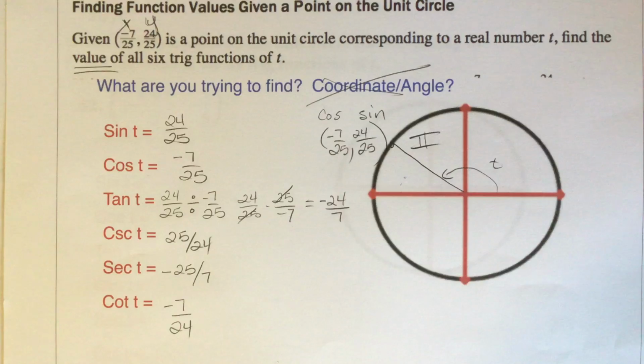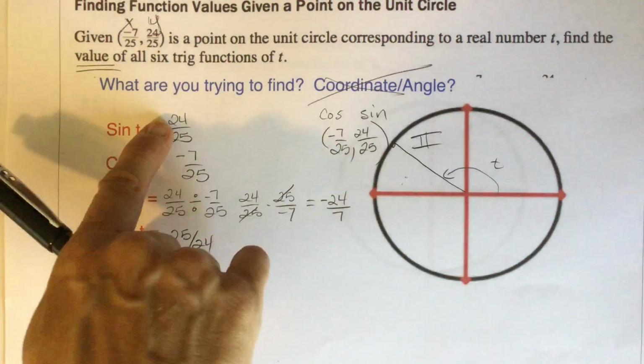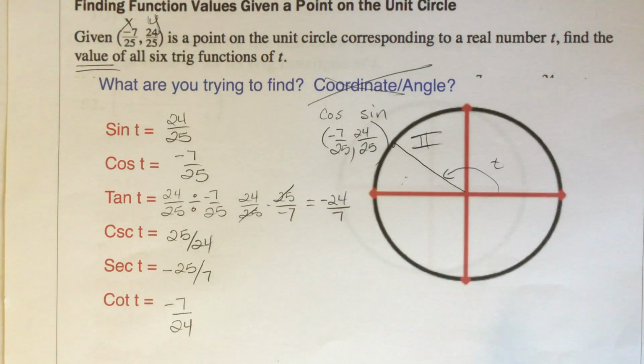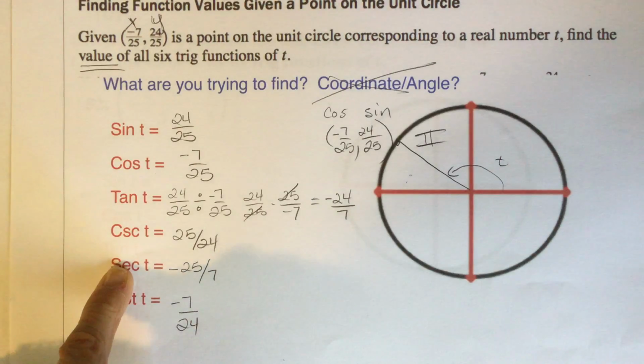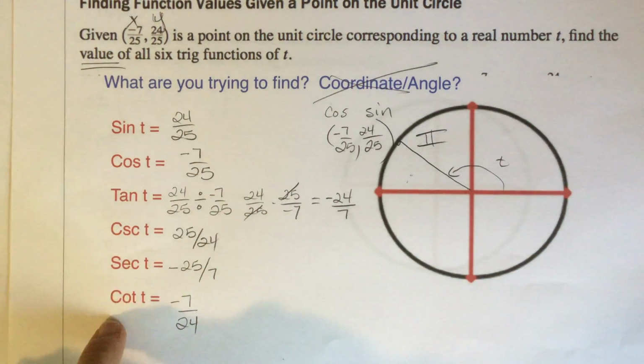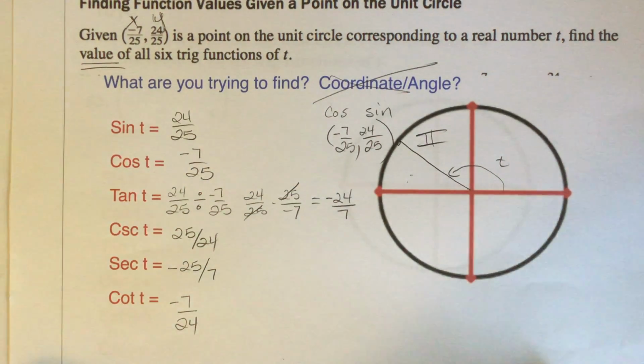And then it ended up being kind of easier because I don't have any radical signs in this one. So cosecant is a reciprocal of sine, so I just flipped it. Same with secant and cosine, and then cotangent and tangent.